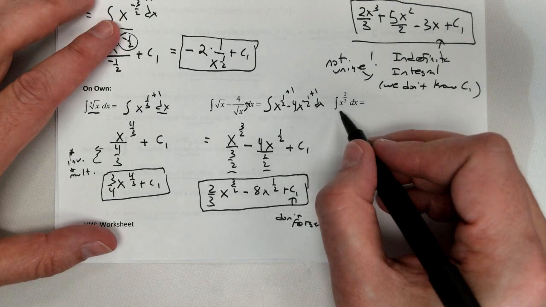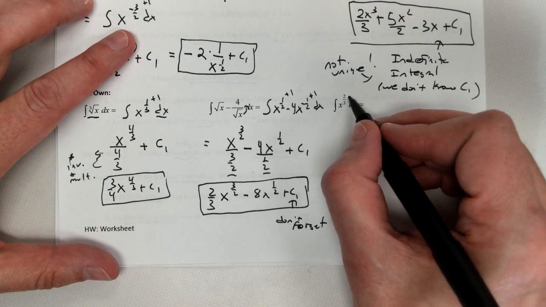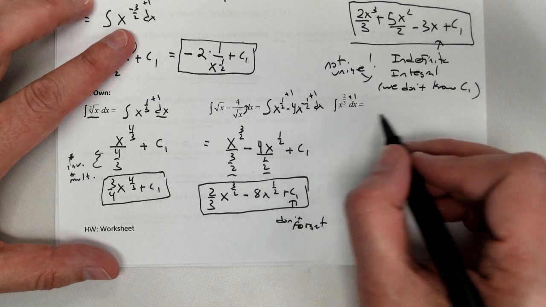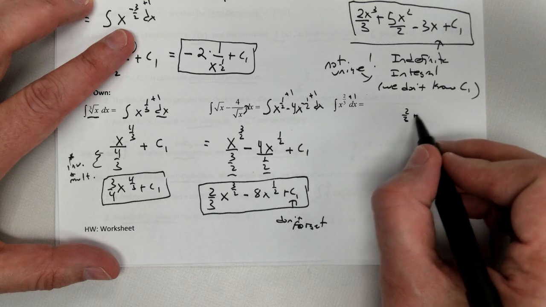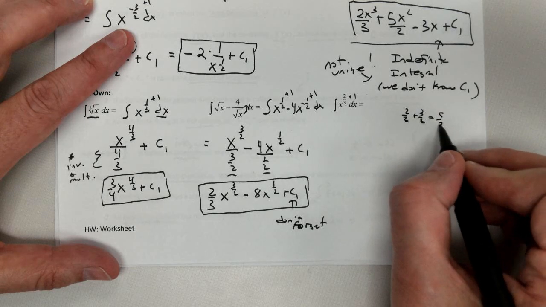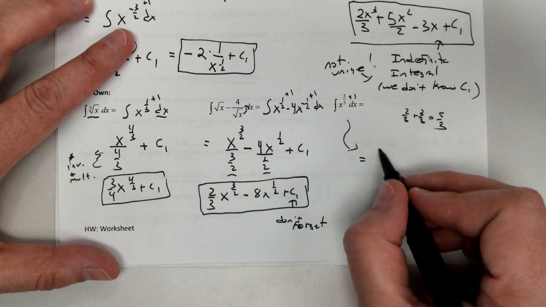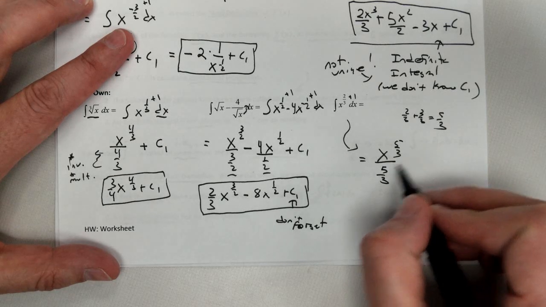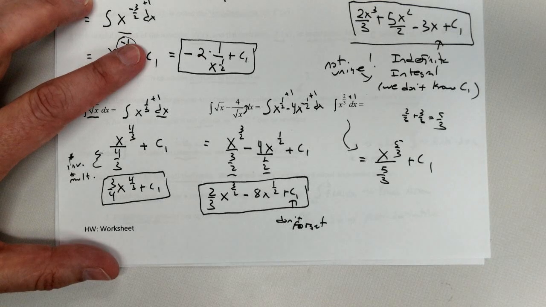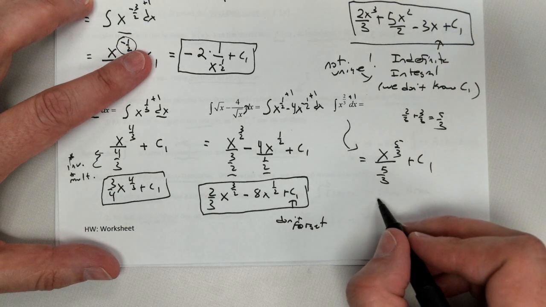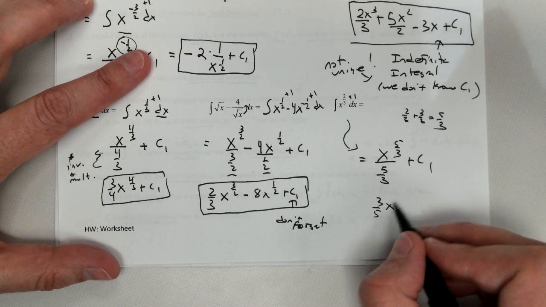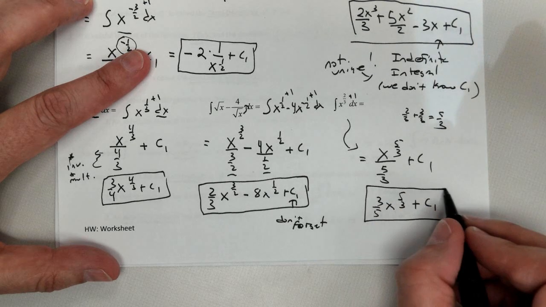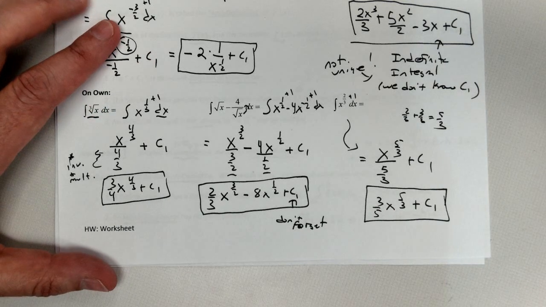And for our last one, it's already in exponential form, so my rule says just add 1. So what is 2/3 plus 1? Well, if you need to go to the side, that's just 2/3 plus really 3/3, which is 5/3. So our answer is going to become x to the 5/3 over 5/3 plus, don't forget your constant of integration. In inverting and multiplying, we will get 3/5 x to the 5/3 plus c1, and there is our final answer.